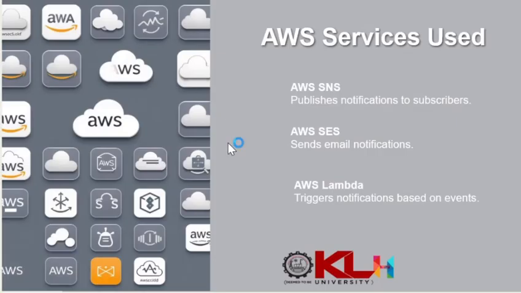In this, I have used two services, AWS SNS and AWS SES. Basically, AWS SNS means Simple Notification Service. It enables you to send messages or notifications to multiple subscribers in a pub/sub pattern. And AWS SES is a Simple Email Service. It allows you to send and receive emails programmatically. It is often used for transactional or bulk email communications.